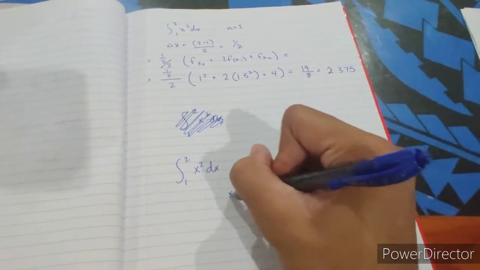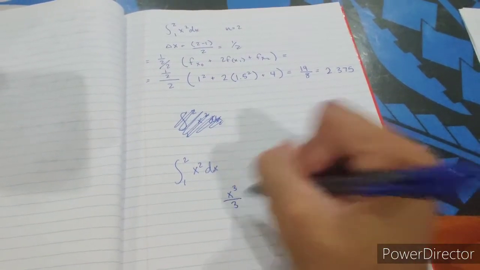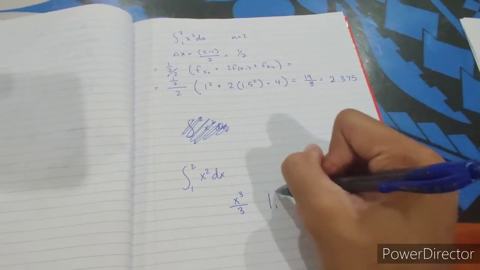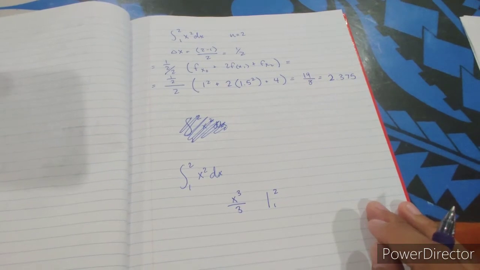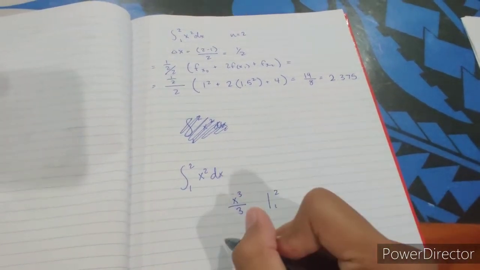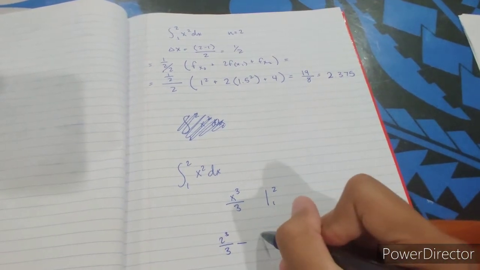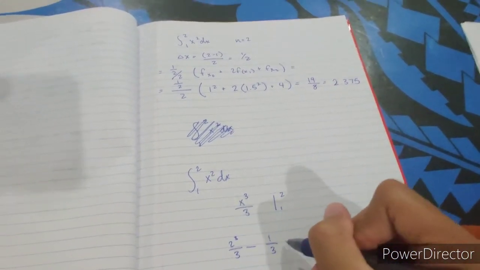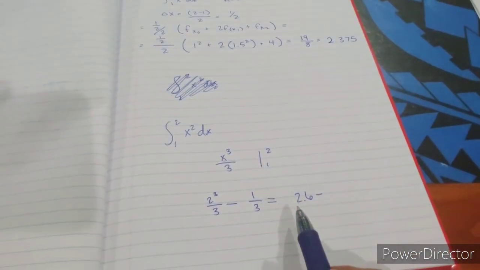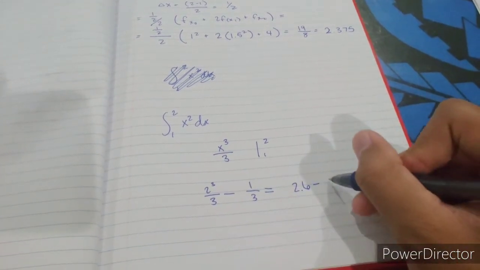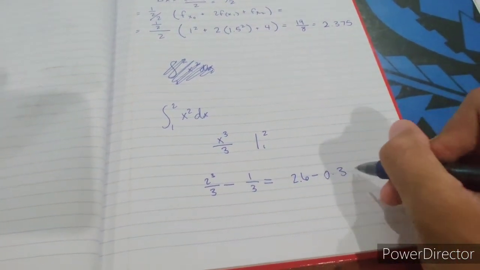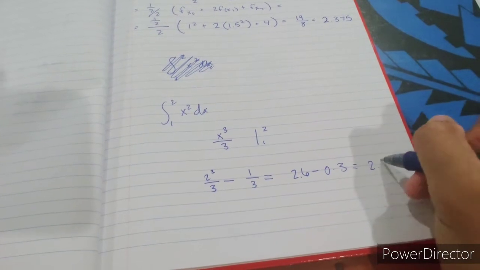So if we were to integrate the problem with the power rule from 1 to 2, x squared, we would get x cubed over 3 from 1 to 2. This is the same thing as 2 cubed over 3 minus 1 over 3, which is also equal to 2.6 minus 0.3, which is also 2.3.